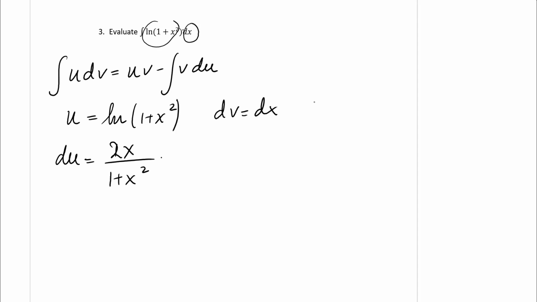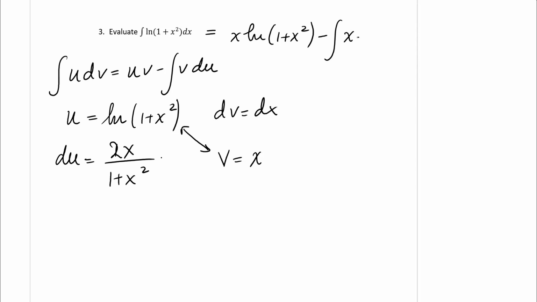So the dx is the dv, and v is going to be equal to x. Based on the formula for integration by parts, this is going to be equal to u times v, so x ln of 1 plus x squared. As you can see, we are using parentheses instead of absolute value because the quantity 1 plus x squared is positive, minus the integral of v, which is x, times du.